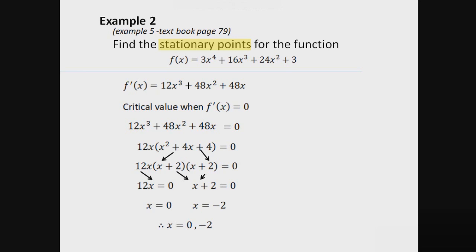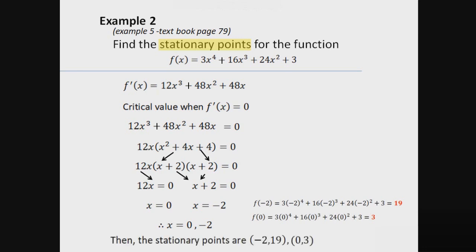These are the critical values, but the question wants the stationary points. So we need to substitute all the critical values inside the function f(x). So at x is equal to -2, we'll get f(x) as 19. At x is equal to 0, we'll get f(x) is equal to 3. So these stationary points we will get as (-2, 19) and (0, 3).